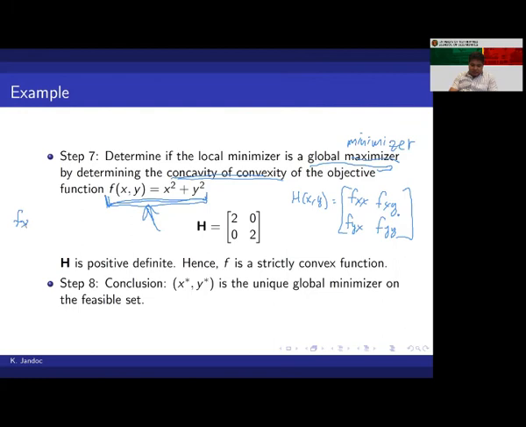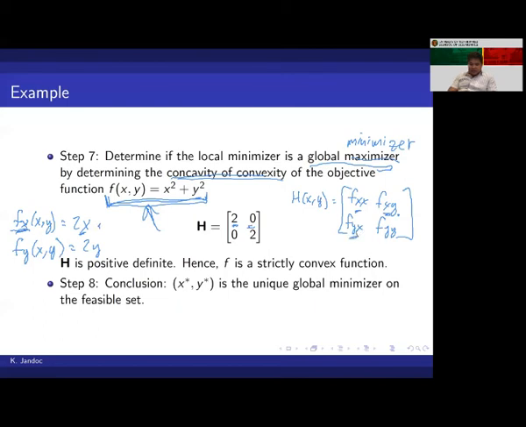Fx is just the first order partial derivative of f with respect to x, which is equal to 2x. And fy is the first order partial derivative of f with respect to y, which in this case is equal to 2y. So fxx is the derivative of fx with respect to x, so it's 2. Fxy is the derivative of fx with respect to y. Y doesn't appear here, so it's equal to 0.